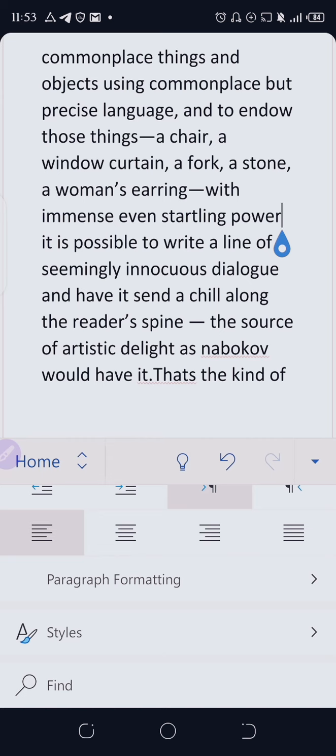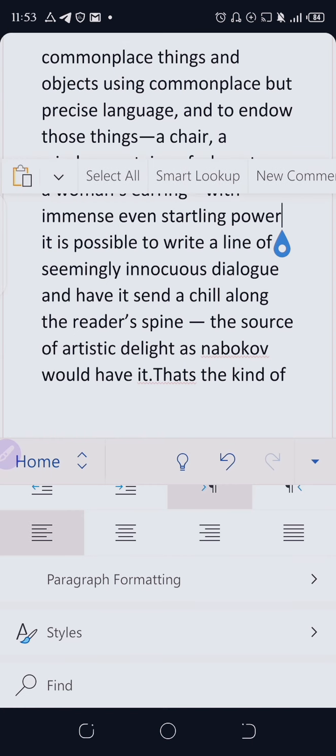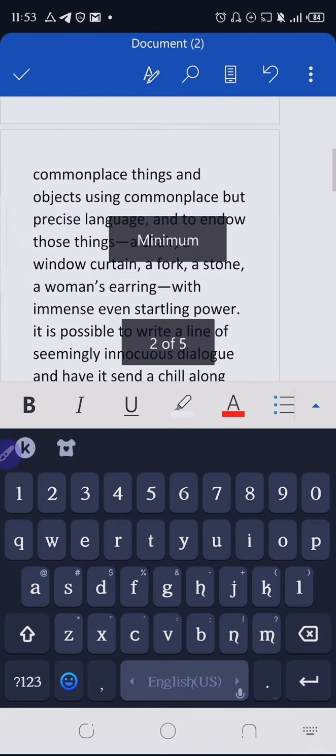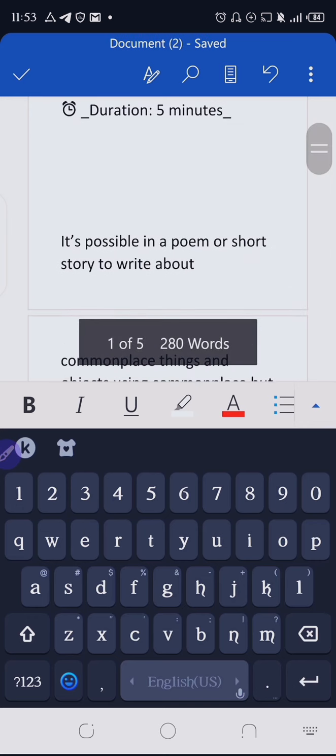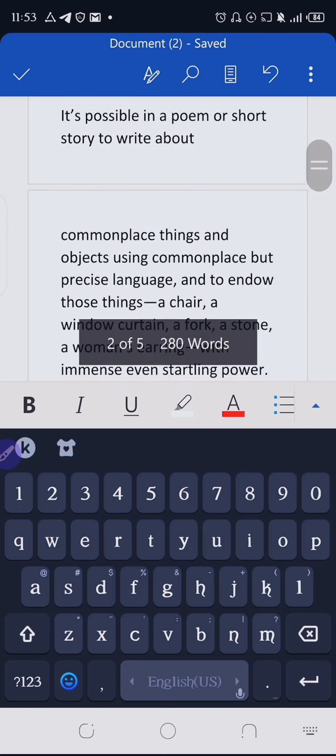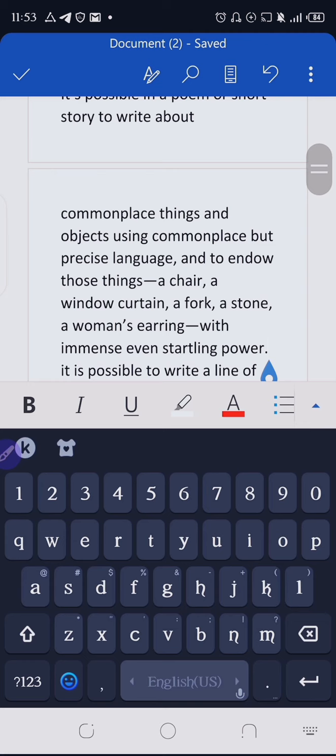Or let's keep reading. With immense, even startling power, it is possible to write a line. So you can see that that's the end of that sentence. Let's fix a full stop over there and then read the whole sentence once again to see if it makes sense. It's possible in a poem or short story to write about commonplace things and objects using commonplace but precise language, comma, and to endow those things, dash, a chair, comma, a window curtain, comma, a fork, comma, a stone, comma, a woman's hearing, comma, now, dash, with immense, even startling power.